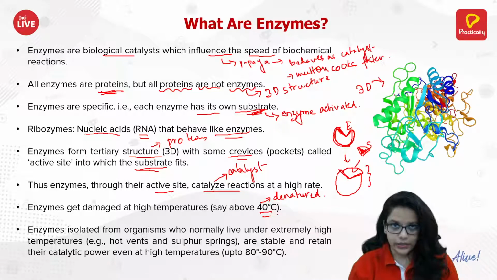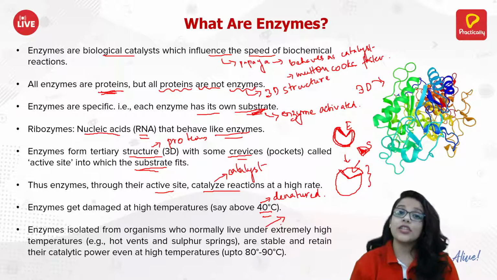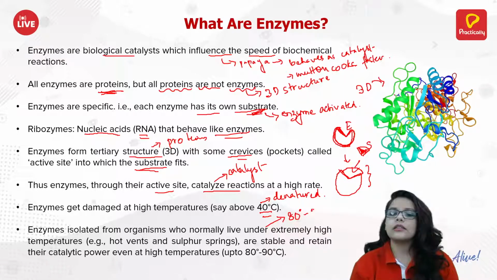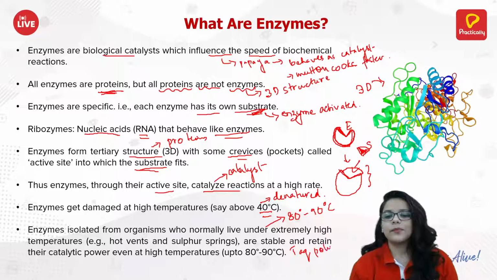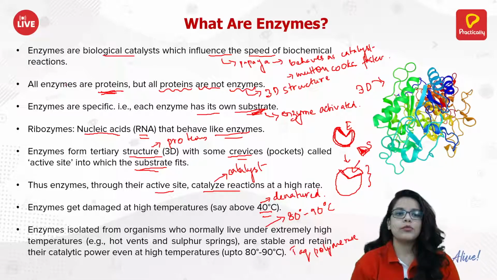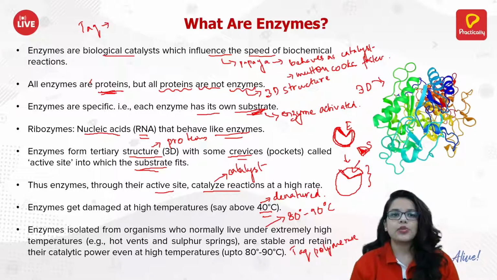But there's always an exception. As we know, in biology, we have a number of exceptions. There are enzymes which actually survive 80 to 90 degrees Celsius as well. One of the best examples is Taq polymerase. Taq polymerase is produced by a bacteria called Thermus aquaticus.